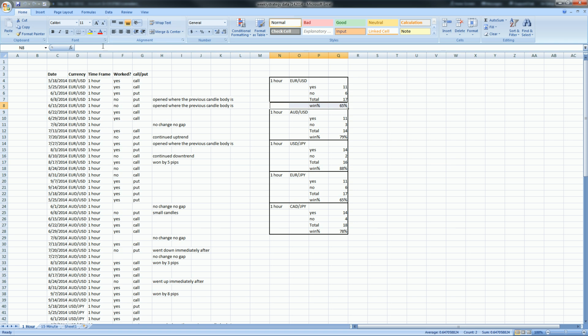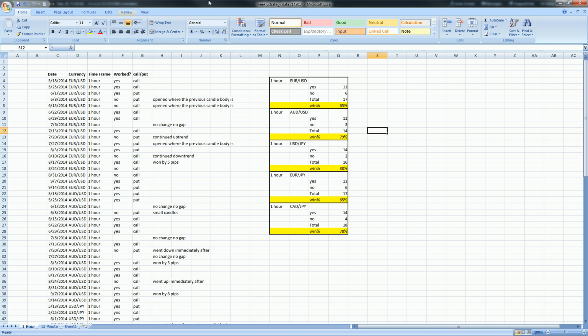As you can see, the Euro USD win rate was 65%. This is 79% here. 88% here for the USD JPY. Euro JPY was pretty bad at 65%, and then CAD JPY was at 78%. Now these are all in the profit levels. You can profit with all of these, but I would avoid the 65 and the 65 here. I would just go with these three right here. Anyways, this is for the 1 hour trade.